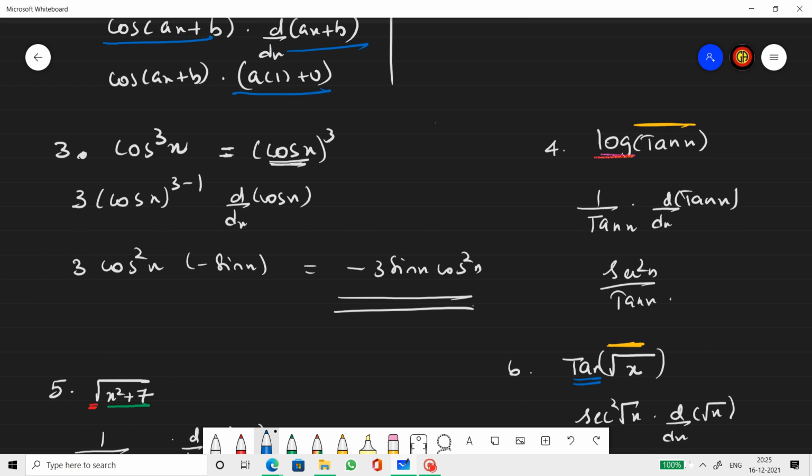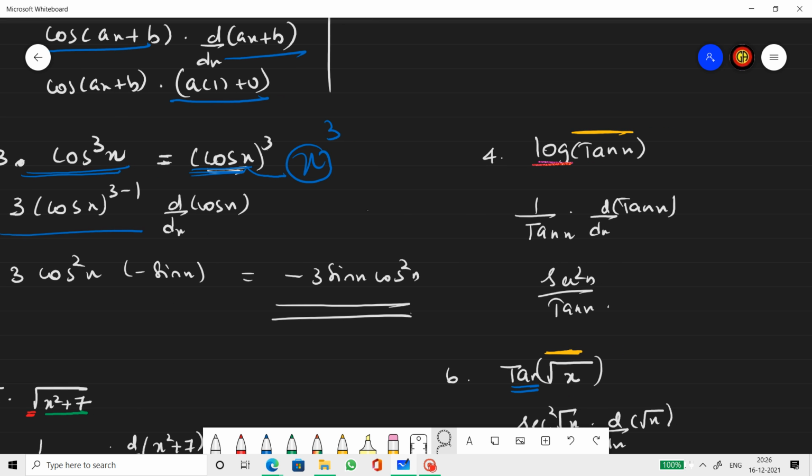Third question, cos cube x. Cos cube x can be written as (cos x) the whole cube. Now it is easy to understand the main function. The main function is x cube, where the x place is occupied by cos x here. So first we differentiate the cube, which means 3 (cos x) to the power of 3 minus 1. And then we differentiate the cos x. Differentiation of cos x is minus sin x. So it is minus 3 sin x into cos square x.